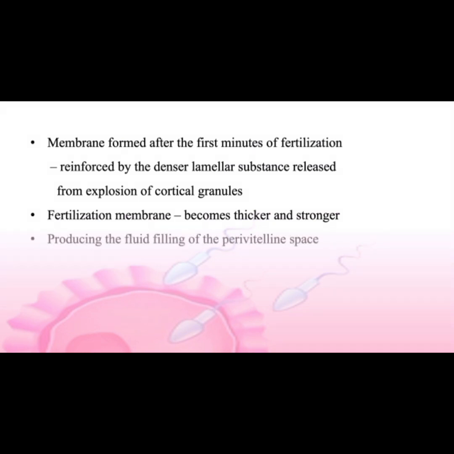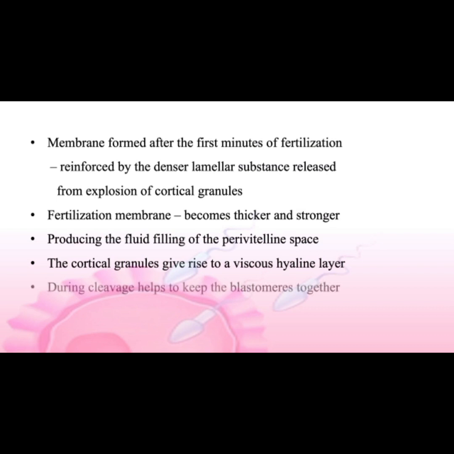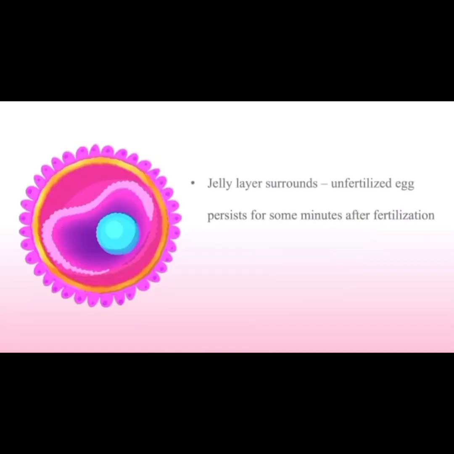In addition to strengthening the fertilization membrane and producing or helping to produce the fluid filling the perivitelline space, the cortical granules also give rise to a viscous hyaline layer which adheres closely to the surface of the egg, and during cleavage it helps to keep the blastomeres together. The jelly layer which surrounds the unfertilized egg persists for some minutes after fertilization but eventually dissolves without a trace.